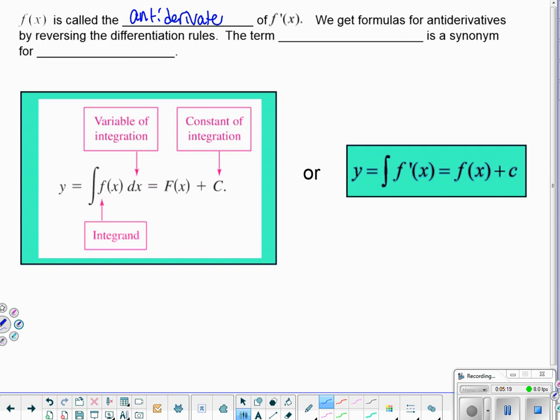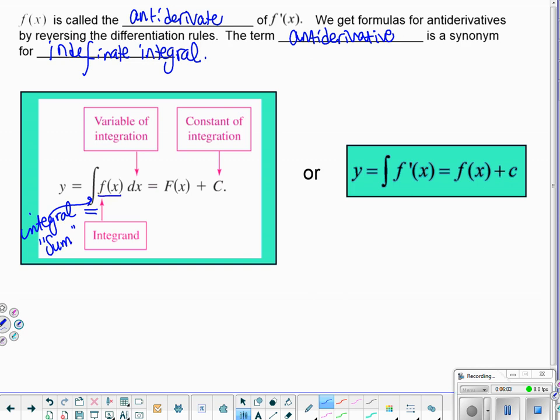We get formulas for antiderivatives by reversing the differentiation rules. The term antiderivative is synonymous with an indefinite integral. So what is an integral? We've been talking a little bit around it. It actually looks like this is a symbol. So this is my integral symbol. It's an elongated S. It's kind of known as a summing function. It'll sum things up. F of x is known as my integrand. The dx will be present. It is the variable of integration. And then when I actually find this is my antiderivative.